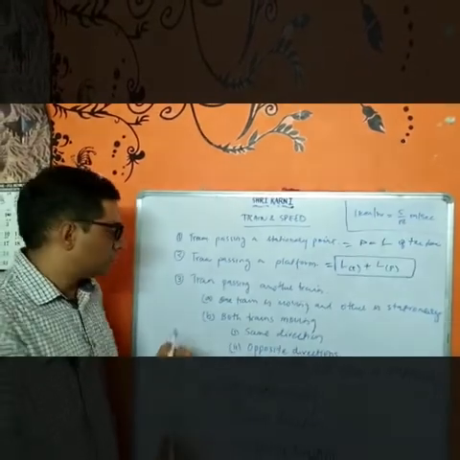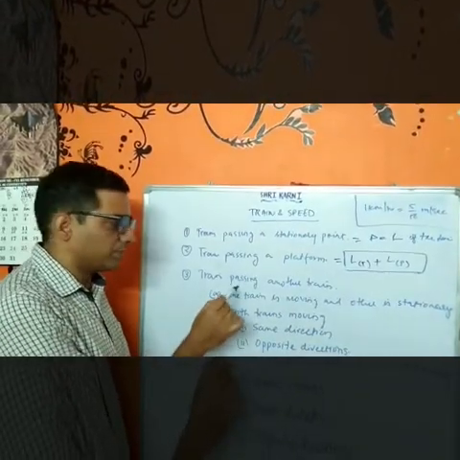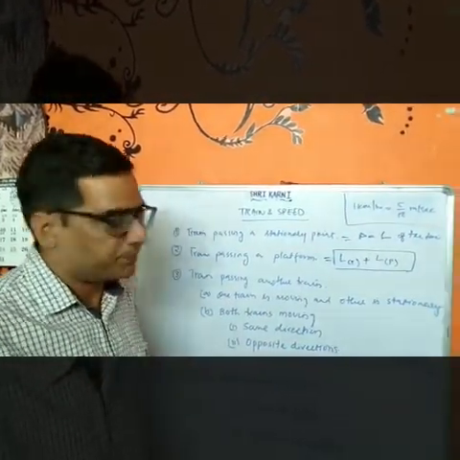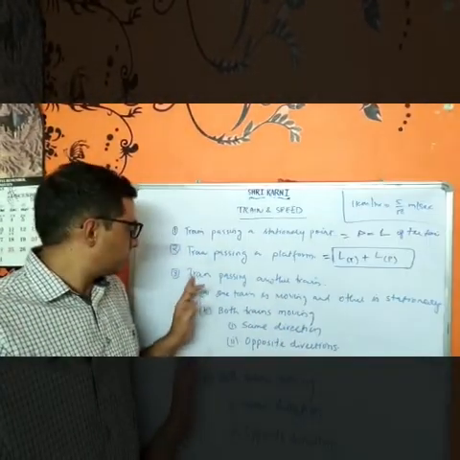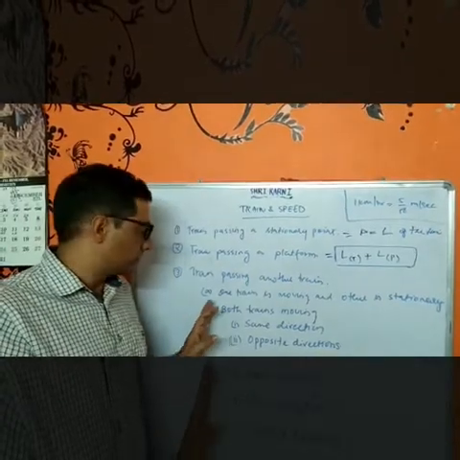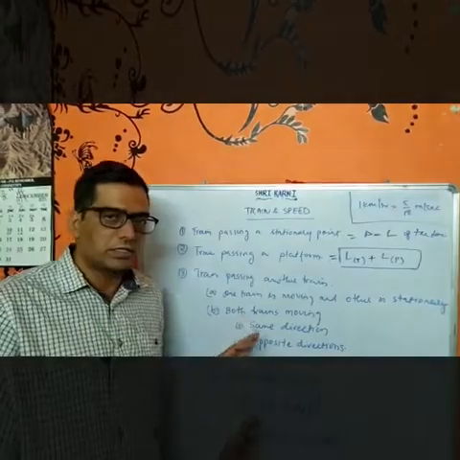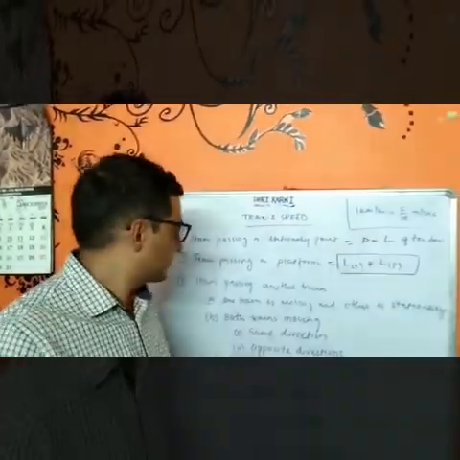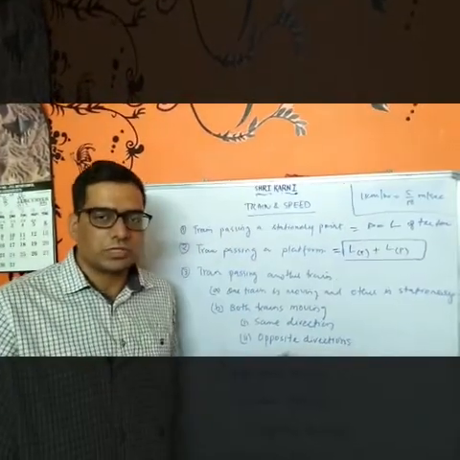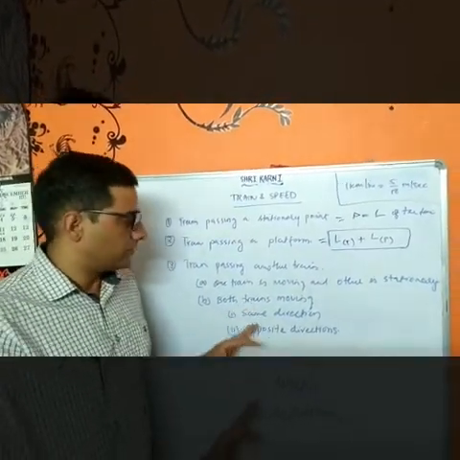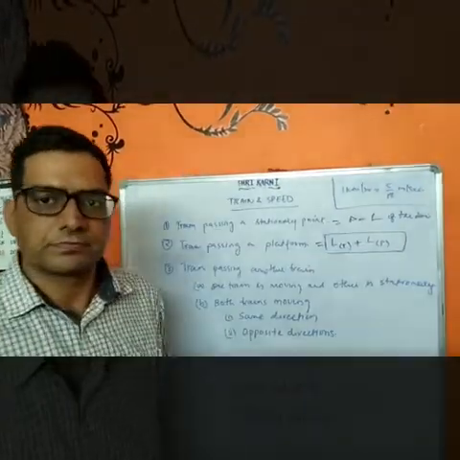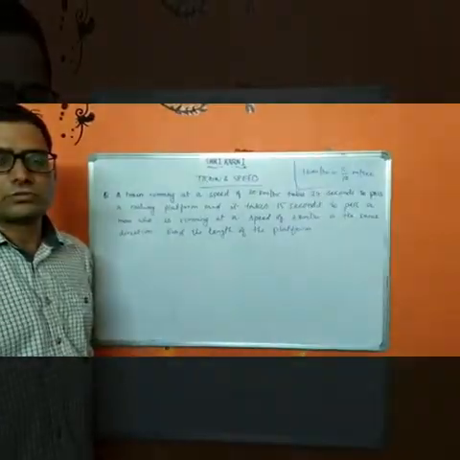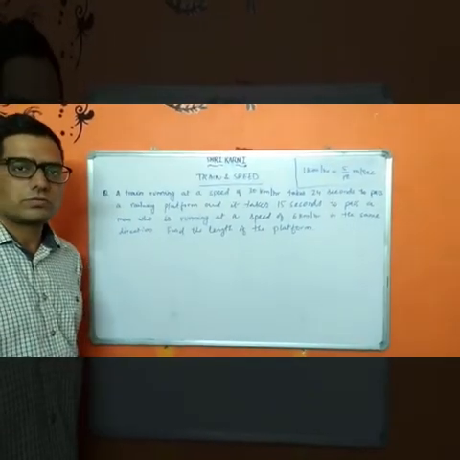And one more situation arises in which a train passes another train. In that case, we can divide this third point into two further points. One will be where one train is stationary and the other train is moving. And in the other case, both trains will be moving. This topic we will cover in our other class. So now we will solve one simple question.